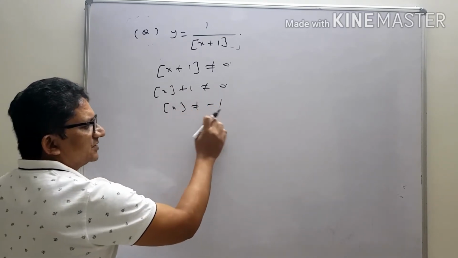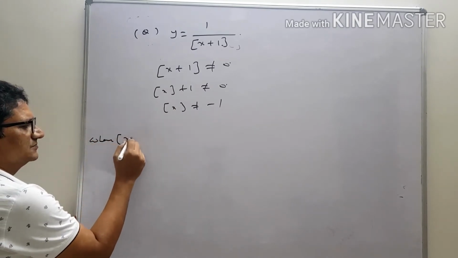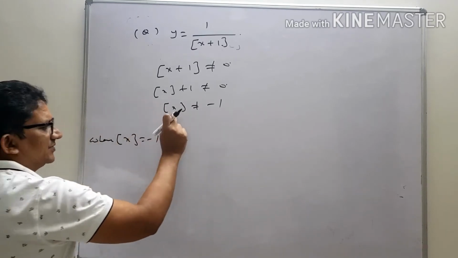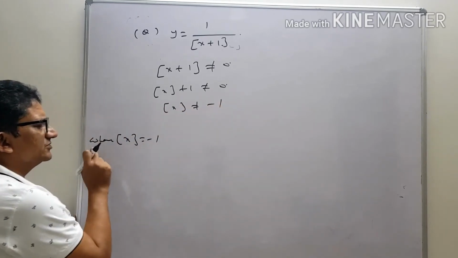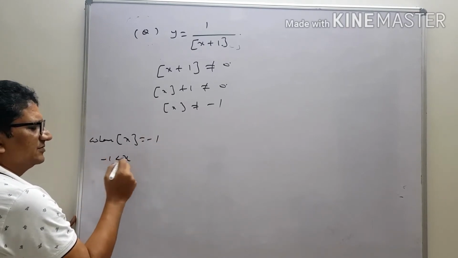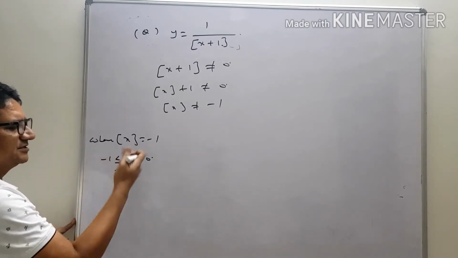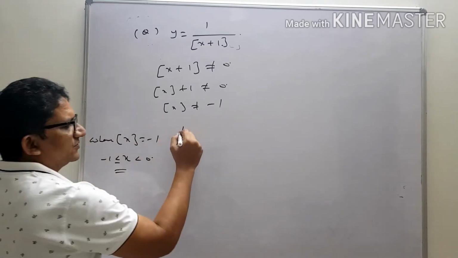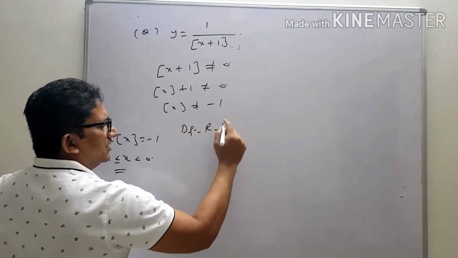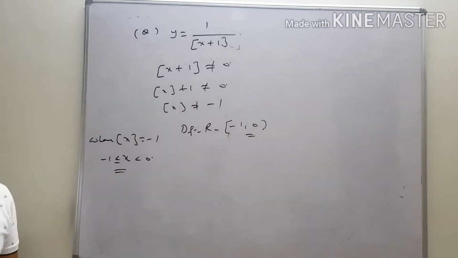To solve this, we need to think about when step x equals minus 1. Here they are telling us step x should not equal minus 1. So ask yourself, when does step x equal minus 1? Only when x lies between minus 1 and 0. So if you eliminate this interval, the problem is solved. Therefore, the domain of the function is R minus the bracket minus 1 comma 0. Like this we need to analyze.